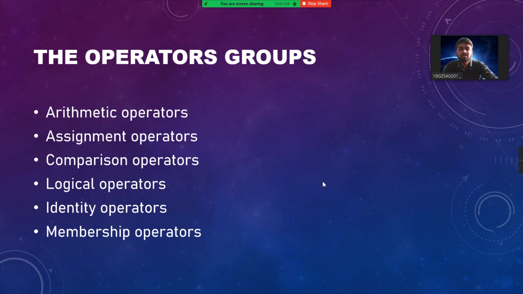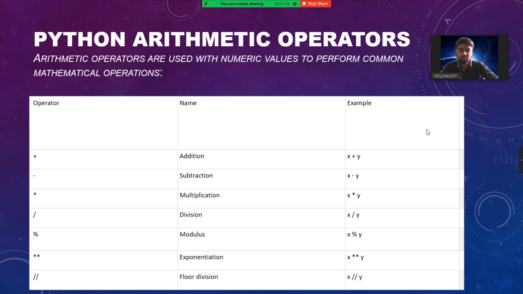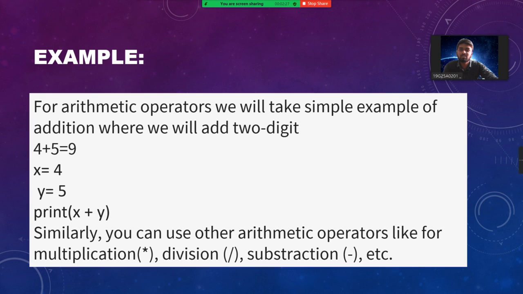Next slide. The first one is arithmetic operators. These work on numerical values: we can add, subtract, multiply, divide, and use modulus, floor division, and exponentiation. We use these arithmetic operators on numeric values to perform mathematical operations in Python programming. Let's see one simple example for this.